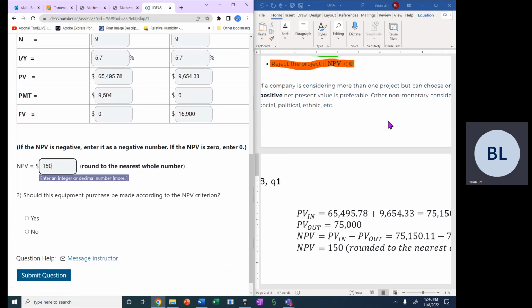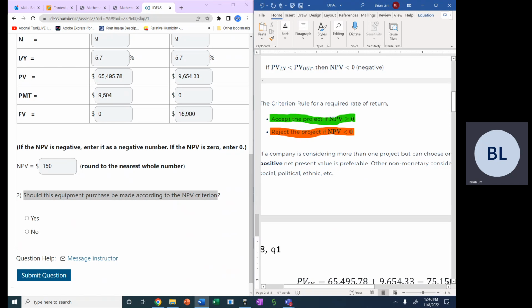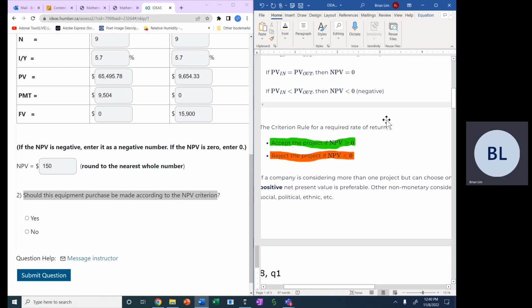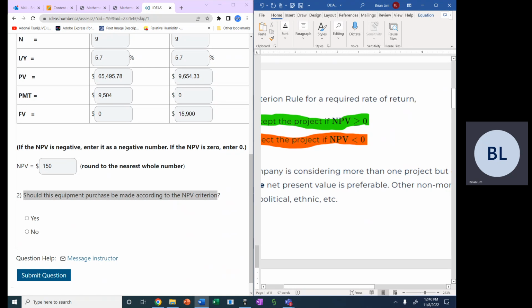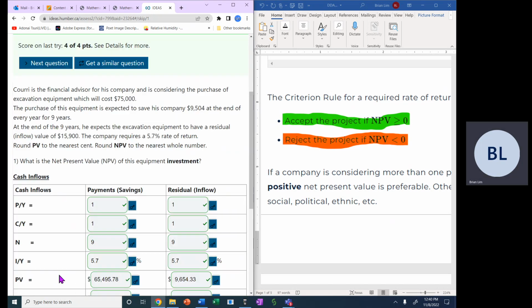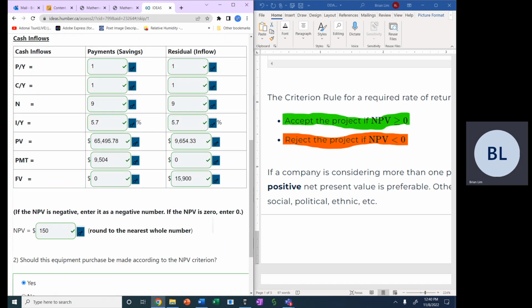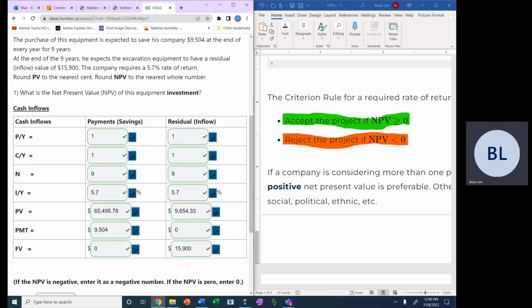So if we go to the question, should this equipment purchase be made according to the net present value criterion? Well, we have it right here: yes, if the net present value is greater than or equal to 0. So it is positive, it's greater than 0. So the answer should indeed be yes. And we submit the question and hopefully it's correct. And there we are, it is correct. Okay, so that is very nice. Got it correct.